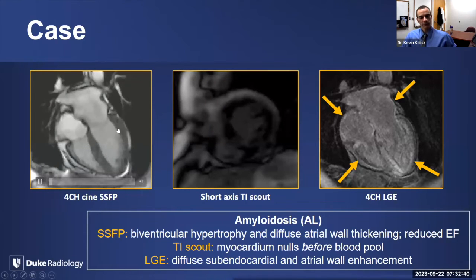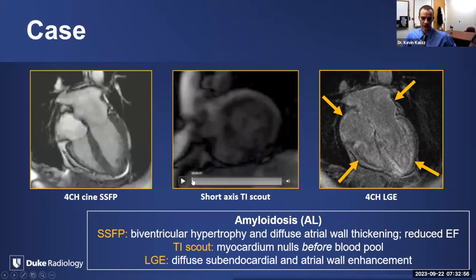But mild to moderate both left and right ventricular hypertrophy, and it does have some atrial enlargement, particularly the left atrium here, and kind of subtle, but I would argue it has some atrial wall and septal thickening as well. Again, I'm sorry this stopped playing by itself, but this is probably the only pathology that I can think of where the TI scout images, which are typically done to optimally set parameters for your LGE images, have diagnostic information.